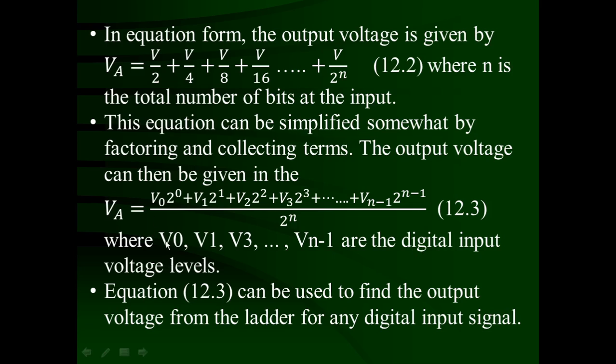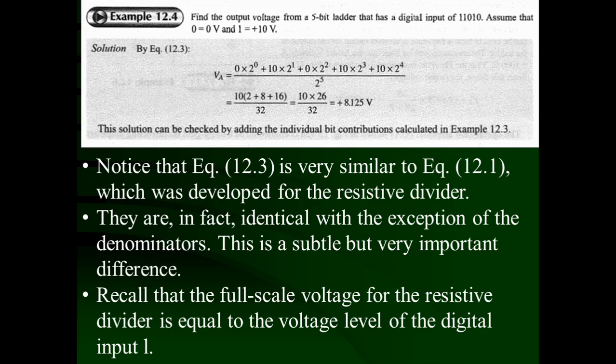That means V0 can be 0, or it can be V volt also. Similarly, V1, if it corresponds to binary 0, then it is going to be 0 volt. If it corresponds to 1, then V1 can be plus 10 volt, or whatever plus V volt is given. So this equation 12.3 can be used to find out the output voltage from a ladder network for digital input signals, which we can see in this example.